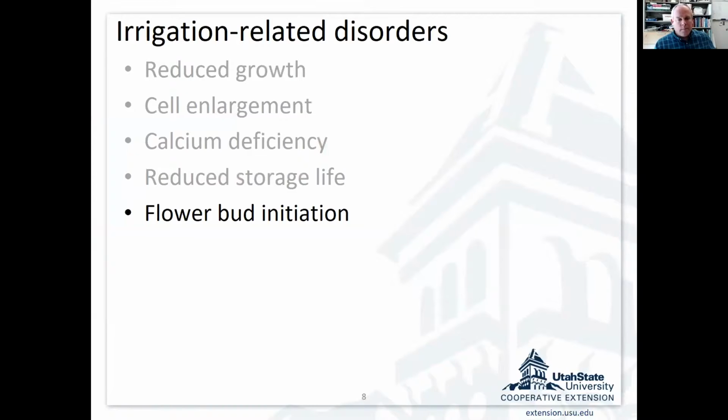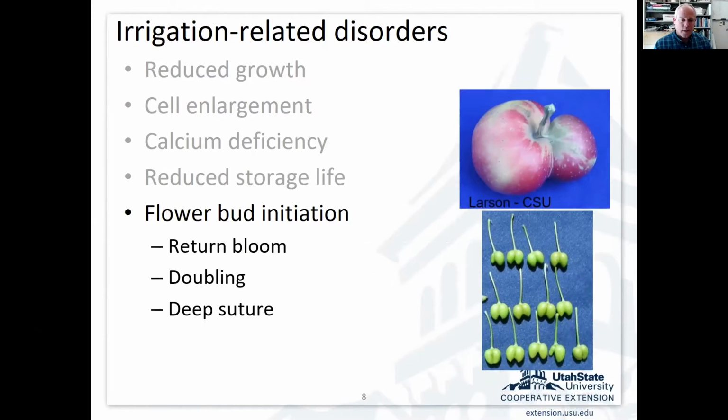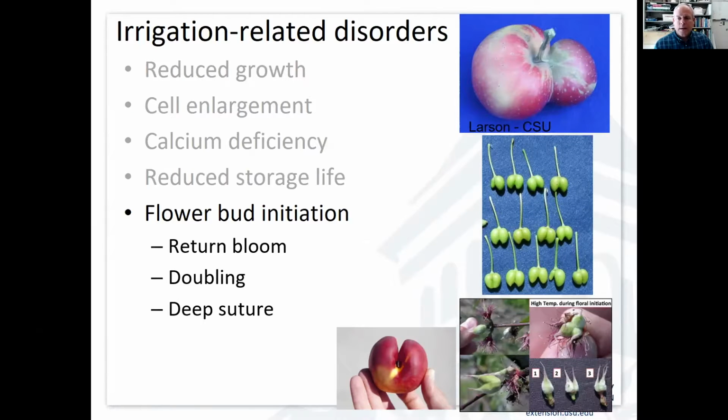So another one that people don't typically think about is flower bud initiation. And fruit trees initiate the flower buds the season before they actually open. In fact, for example, in the case of cherries, the flower buds start to form about 4 or 5 weeks after bloom. So this spring, your trees will flower, and then within a month, you start to get development of the flower buds for the next year. And if you have drought stress during this period of flower bud initiation, then you can get malformed flowers. First of all, it affects return bloom, but the other thing you see a lot of is this doubling or twinning.